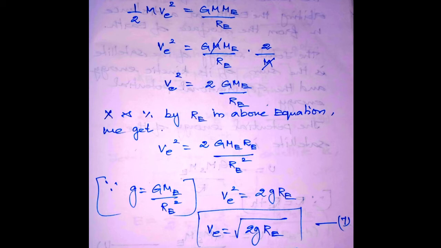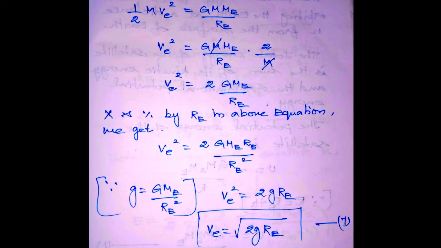Now from this equation we can also directly find the escape speed formula for the earth, but we are going to modify the above equation. So I am going to multiply and divide by Re on the right hand side. So we get v square equals 2G Me into Re divided by Re square. Already one Re term is in the denominator, and now it becomes Re square.